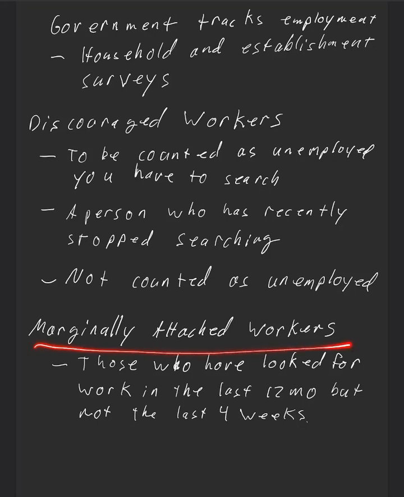Another idea here is what we call marginally attached workers. Those are people who have looked for work in the last 12 months but not in the last 4 weeks. So they were unemployed. They've given up, but they've given up fairly recently. Okay, so discouraged workers, marginally attached workers.